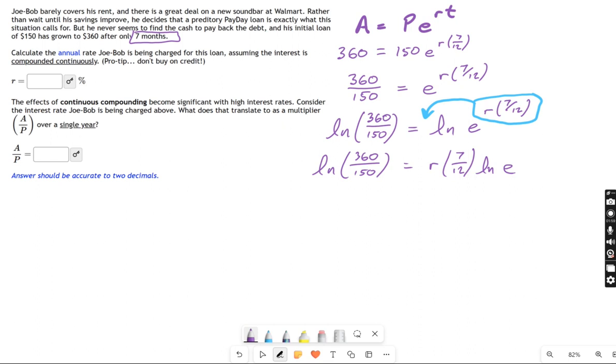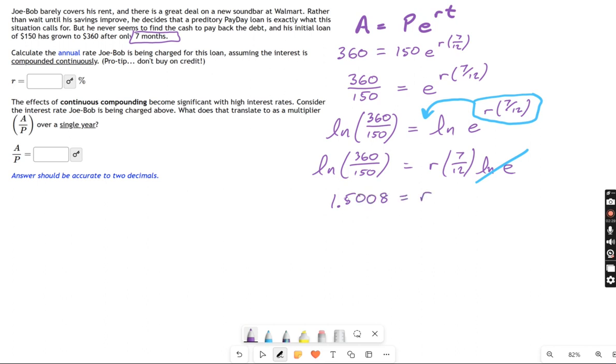natural log of e. And why natural log is so convenient is because this crosses off. It's just equal to 1. So all I have to do in my calculator now is run the natural log of 360 divided by 150. Okay. Times 12 divided by 7. Okay, great. So I find that R is equal to 1.5008.